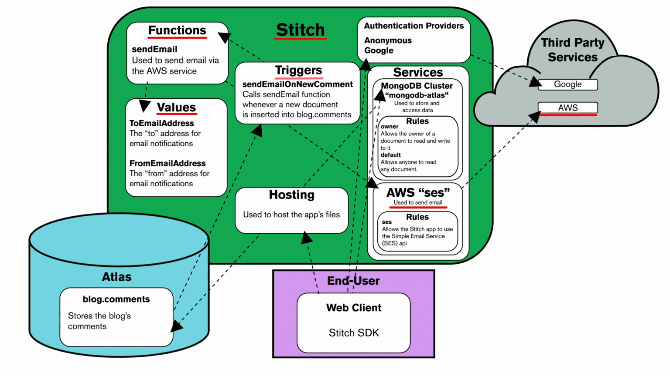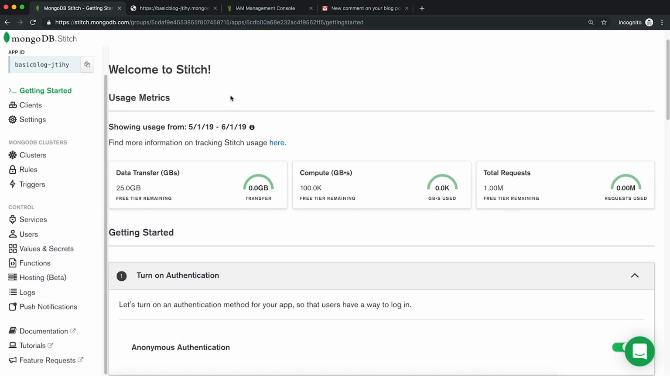Finally, I'll use Stitch triggers. Stitch triggers enable you to process and react to events in your application as they occur. I'll create a trigger named send email on new comment that will call my send email function whenever a new document is inserted into the comments collection. If that was a little fuzzy to you, don't worry. Hopefully it will become more clear as you see me implement it.